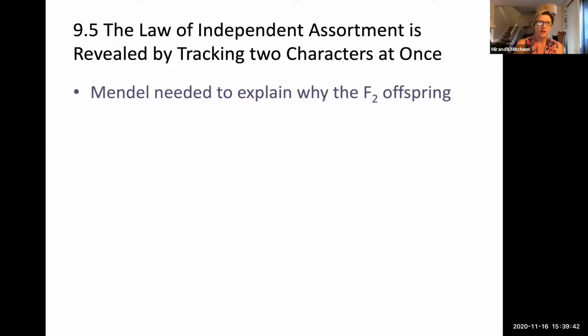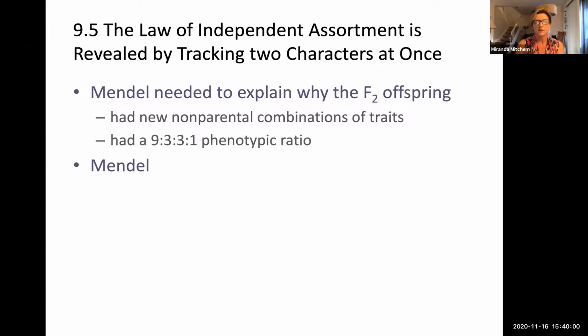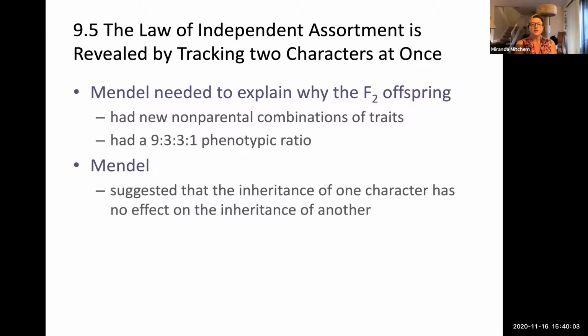So similarly to what we went through with the monohybrid cross, Mendel needed to explain this ratio in the F2 of the dihybrid. He's got new combinations here that weren't seen in either of the parents. Okay. So what Mendel did is he suggested correctly that the inheritance of one character has no effect on the inheritance of another. So the inheritance of seed color has nothing to do with the inheritance of seed shape. Those are independent events that are happening.